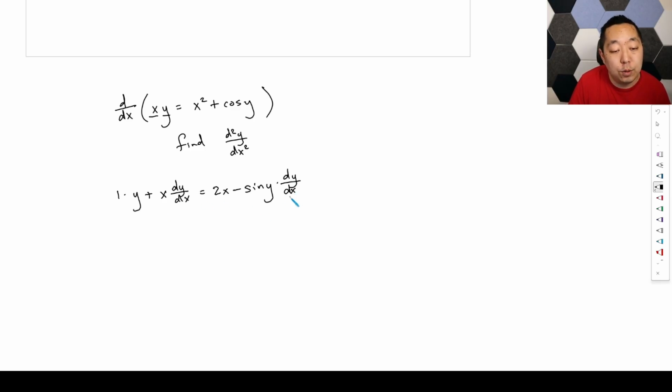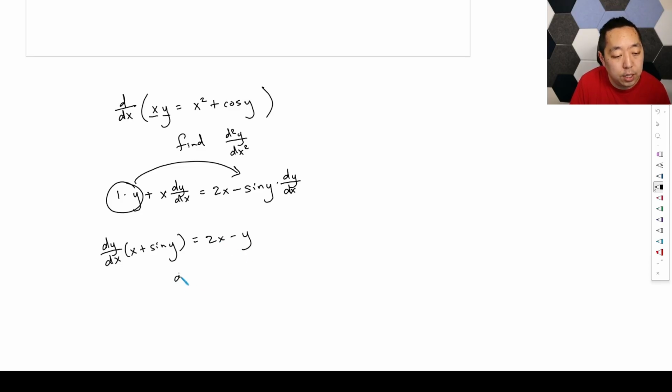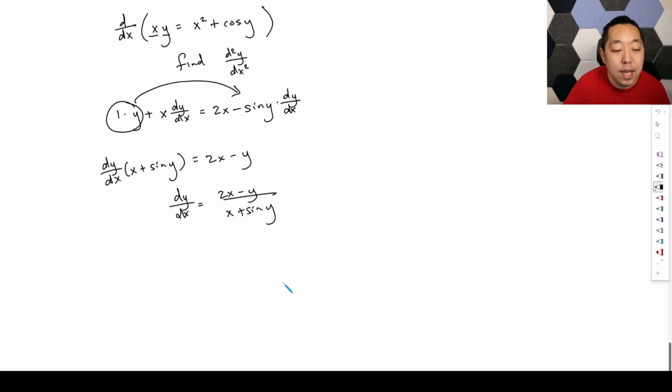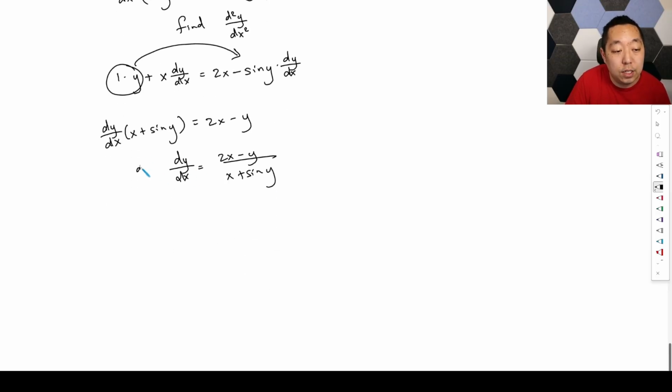Now we want to solve for dy/dx. So we're going to move this one over here. So you have a dy/dx, you'll have an x from this guy, and you'll have a sine y. And then we're going to move this to the other side. So that's going to be 2x minus y. And then now you've solved for the first derivative. So when you do the second derivative, the first step is to find the first derivative, right? And then we're just going to take the derivative of this, okay, to find the second derivative.